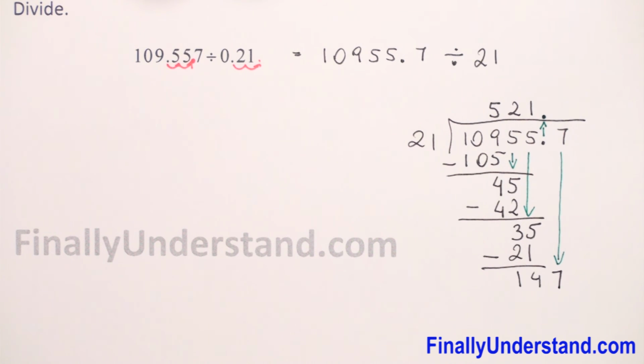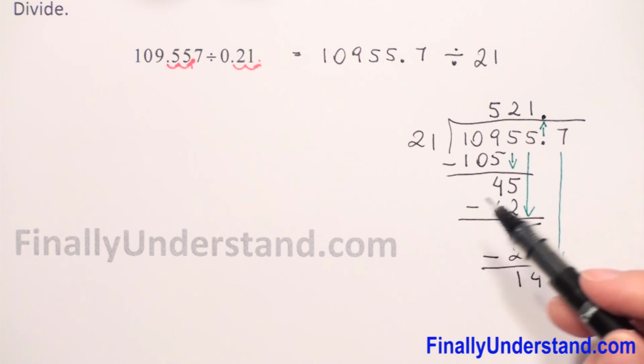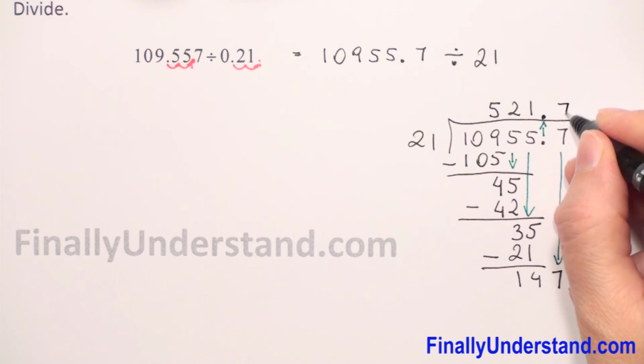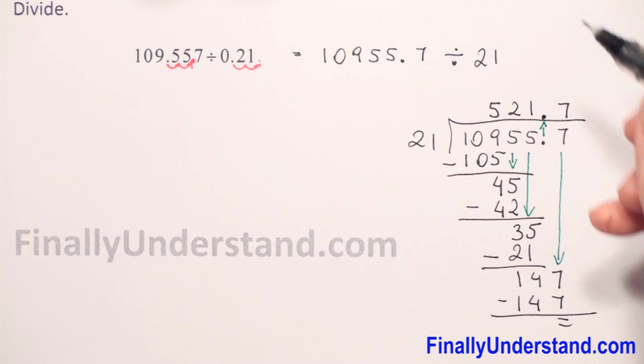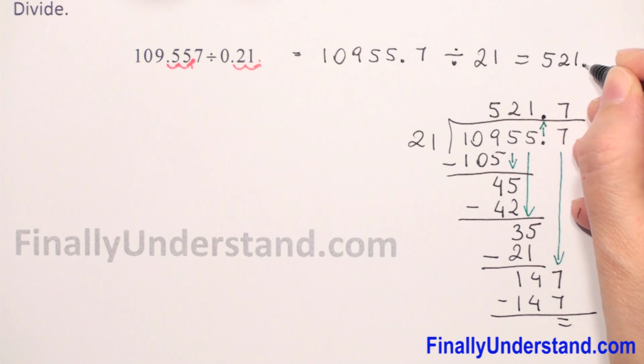7. So we have 147 divided by 21 is 7. 7 times 21 is 147. We finish the long division, and our solution is 521.7.